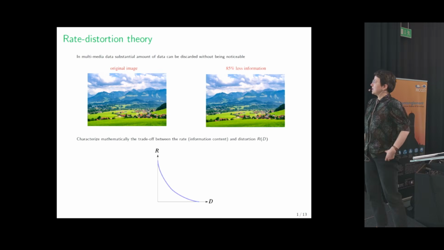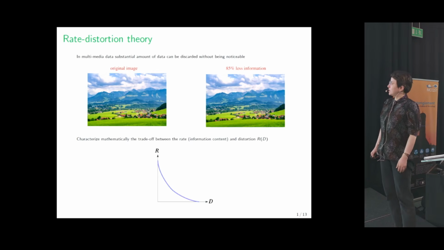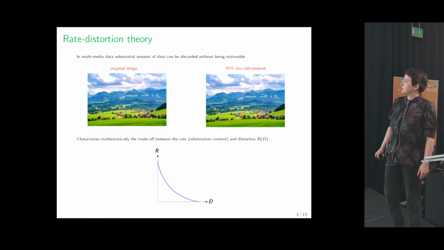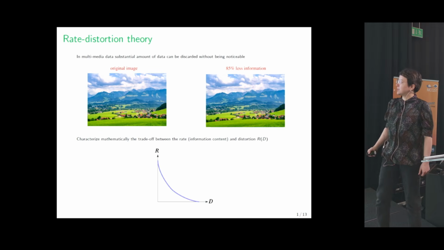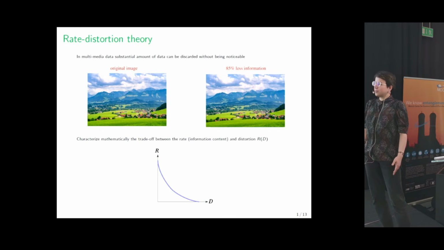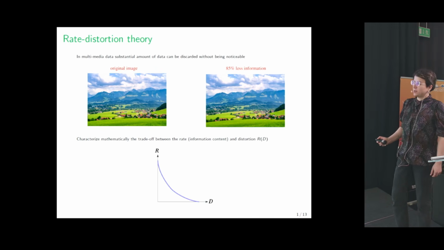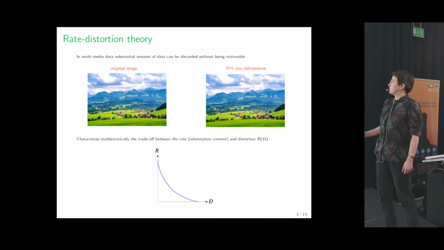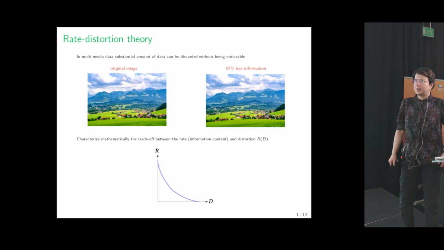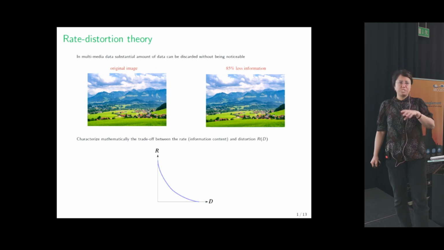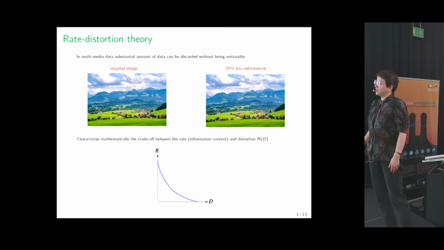So first, I think it's a good idea to explain simply what rate distortion theory is about. If you look at these two pictures, the one on the left is the original image, and the one on the right has almost 85% less information. This one is the distorted version of the original image, but still, if you don't zoom in too much, you are going to be able to distinguish it. You're going to say, this is a picture of mountains.